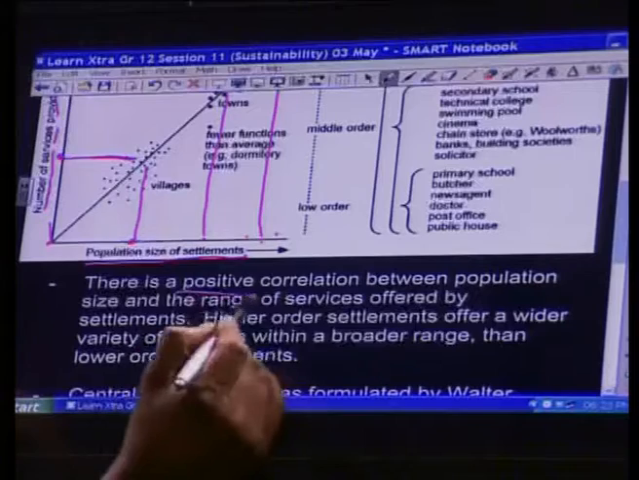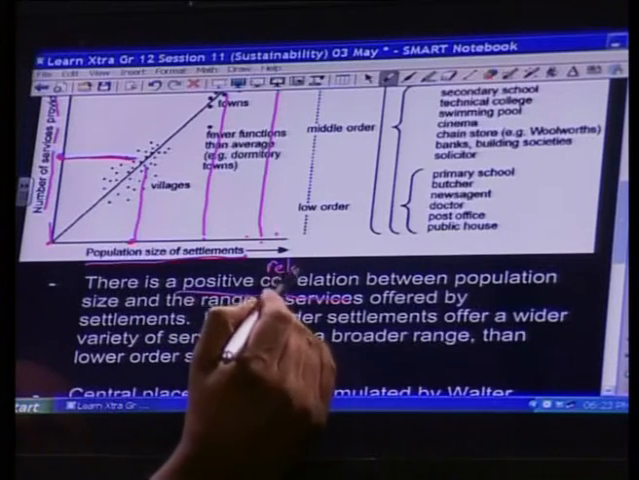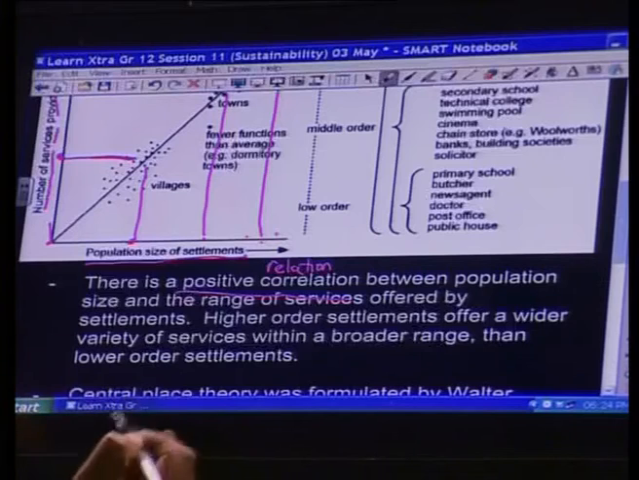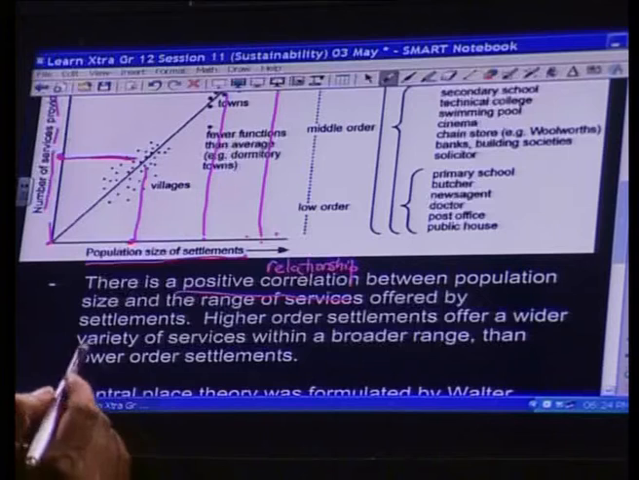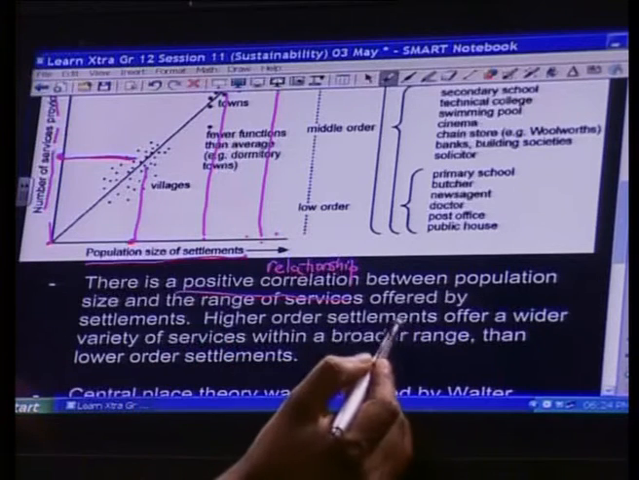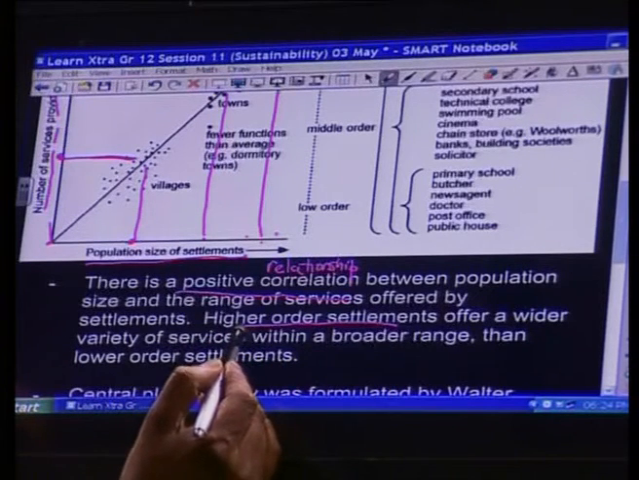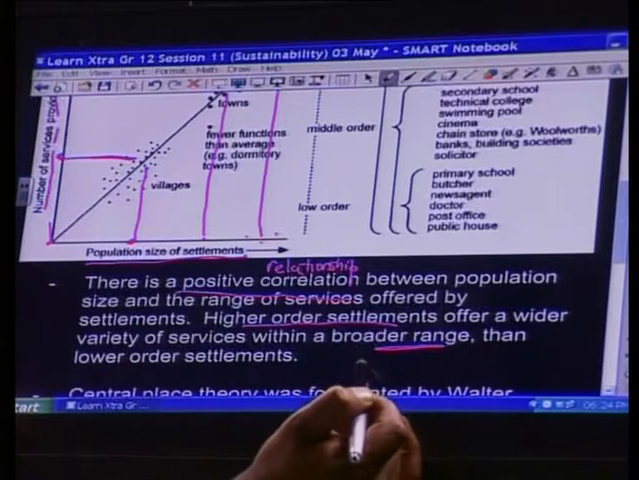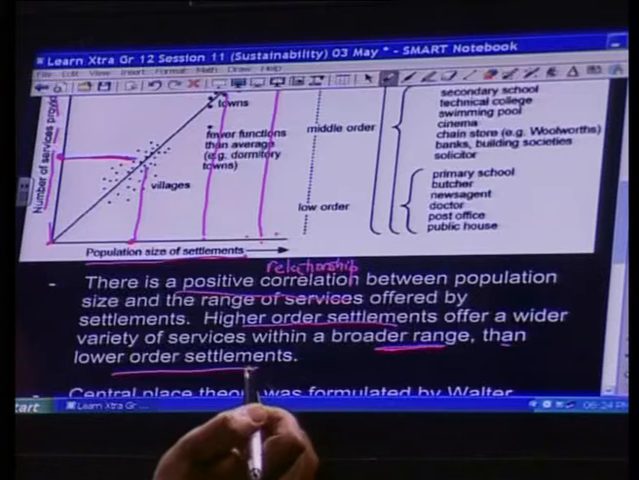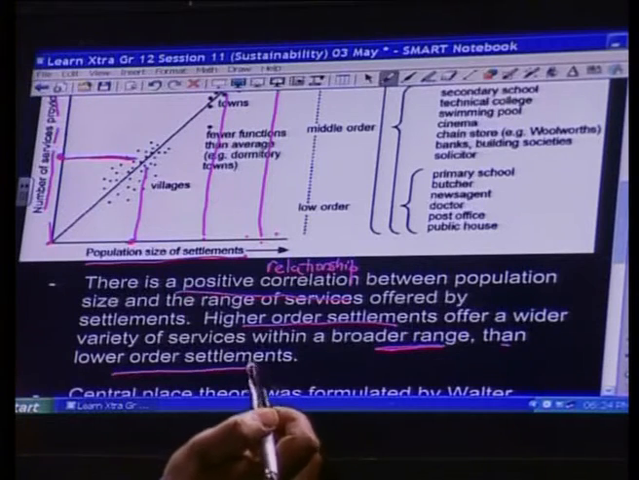There is a positive correlation. Let's understand the word in terms of relationship between population size and the range of services offered by settlements. Higher order settlements, which are generally urban, offer a wider variety of services within a broader range. As the population is much higher, there is a diverse need for more services. So therefore, those services are supported by a broader range of activities than lower order settlements. In lower order settlements, remember, the types of functions is low.